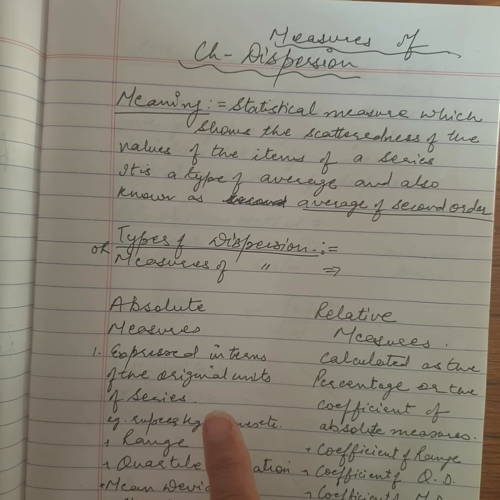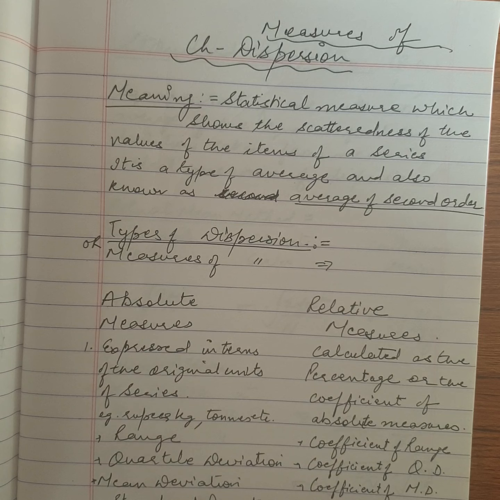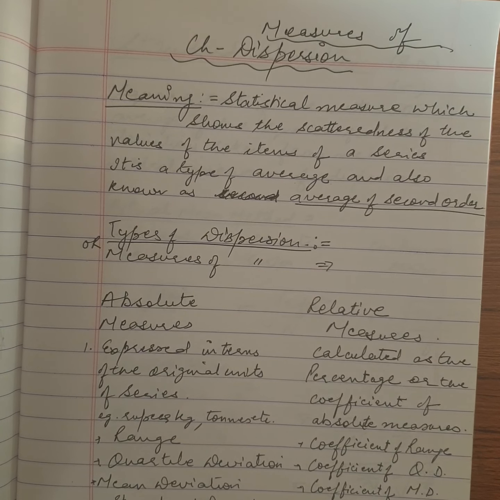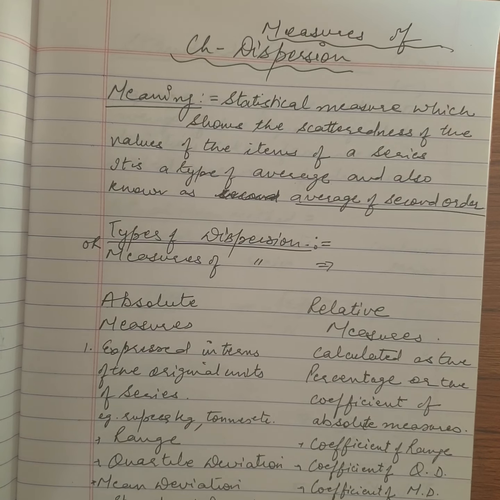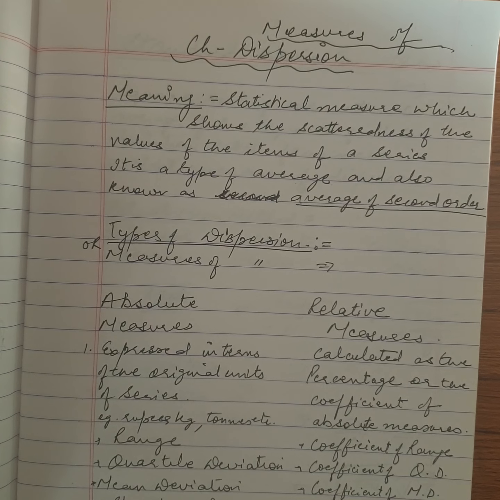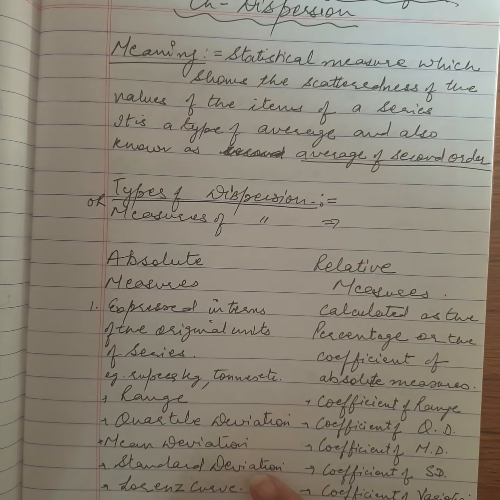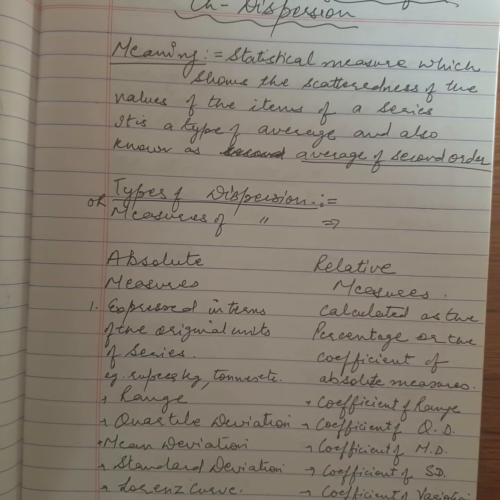Then we have the second one, that is the relative measure. It is measured not in the same unit, but for the sake of comparison it is measured in percentage. Like we are comparing dispersion of incomes in India and China. The former is in rupees, the latter is in dollars. So to compare the units, we are going to compare them in the form of percentage.